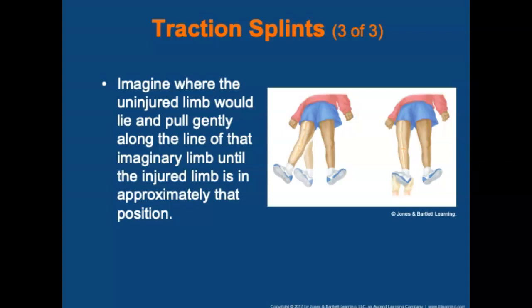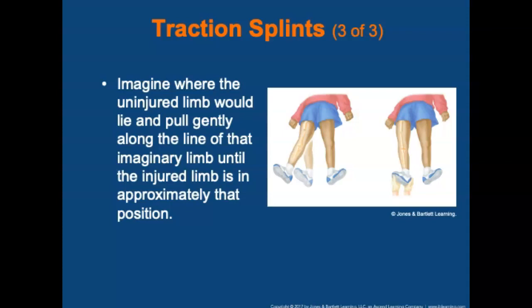Proper application requires two EMTs. Before you apply the traction splint, be sure to control any external bleeding. The amount of traction that is required varies, but often does not exceed 15 pounds, so you should use the least amount of force necessary. Grasp the foot at the end of the injured limb firmly. Once you start pulling, you should not stop until the limb is fully splinted.